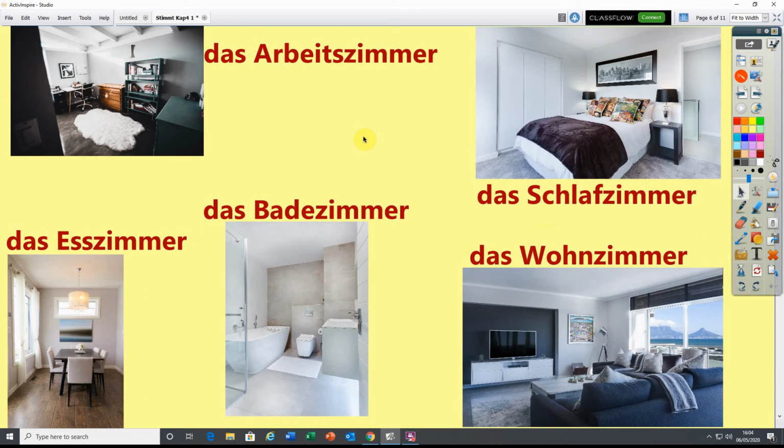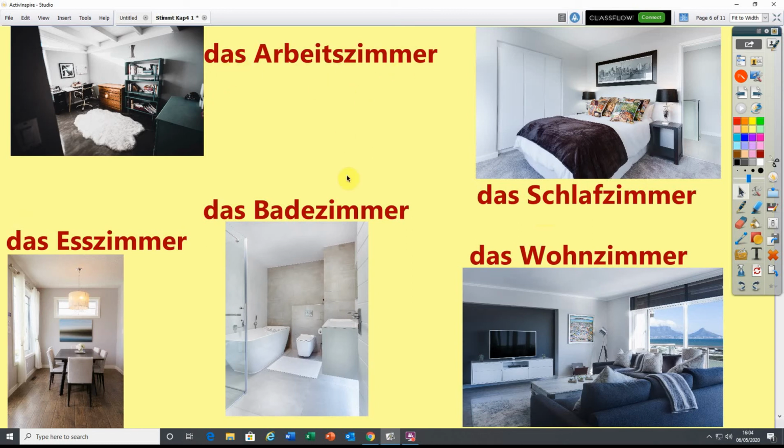and why I've grouped these 5 together on this page. It is all to do with the gender, of course. All 5 of these words are which gender? They are neuter, and we can tell that because they all start with das. And why do they all start with das? Well, they all start with das because they all end with the word Zimmer. And Zimmer, das Zimmer, is the German word for room, and it is a neuter word. So we say das Zimmer.